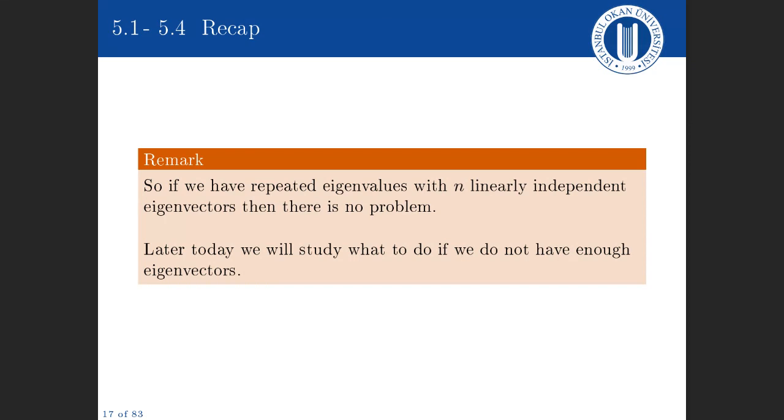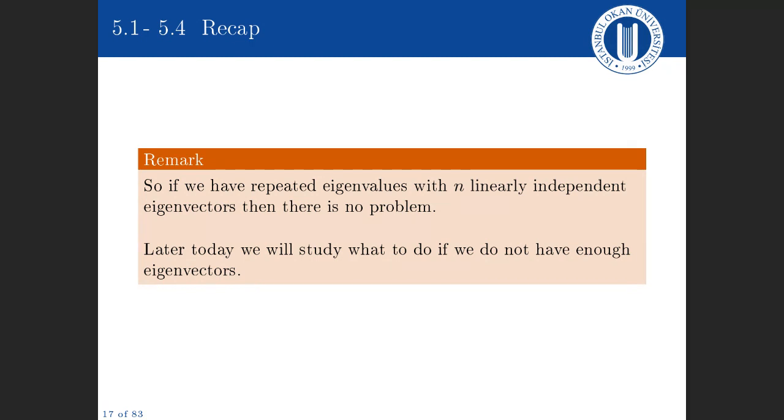So if we have repeated eigenvalues, but we still have n linearly independent eigenvectors, then there's no problem. We'll just do what we were doing before: eigenvector e to the power eigenvalue t. We'll end up with a fundamental set of solutions, and we'll be able to write down our general solution.